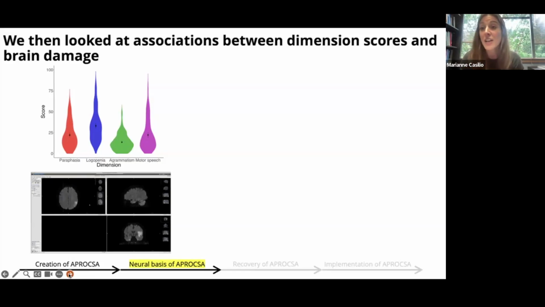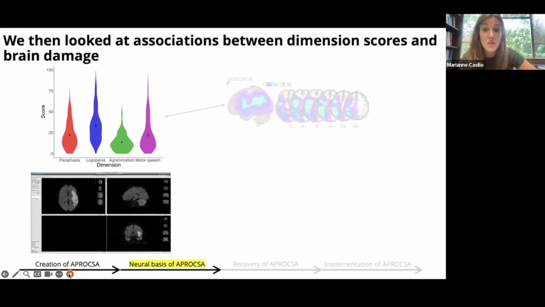Up above it is the actual dimension score. So we created a scoring system based on that factor analysis. It would give us a graded 0 to 100 score on each of those 4 dimensions. So each person got 4 scores. Again, higher scores indicate greater impairment. You can just see the spread of those scores for those 118 individuals here.